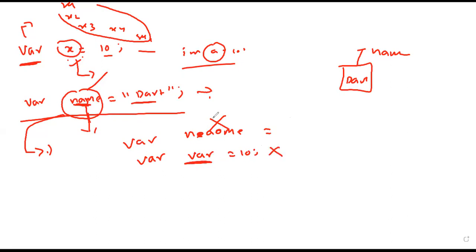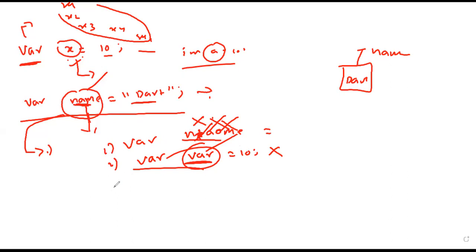So while creating a variable, this is rule number one. Rule number one: the variable cannot contain special characters, white spaces, or mathematical operators like plus. And the variable name cannot be created with keywords. So this is rule number two.